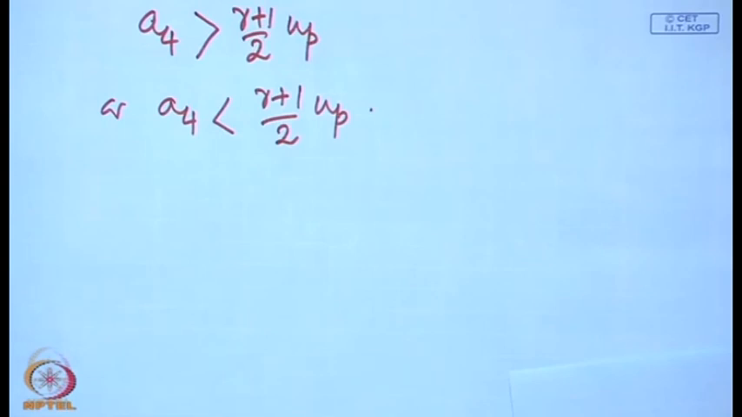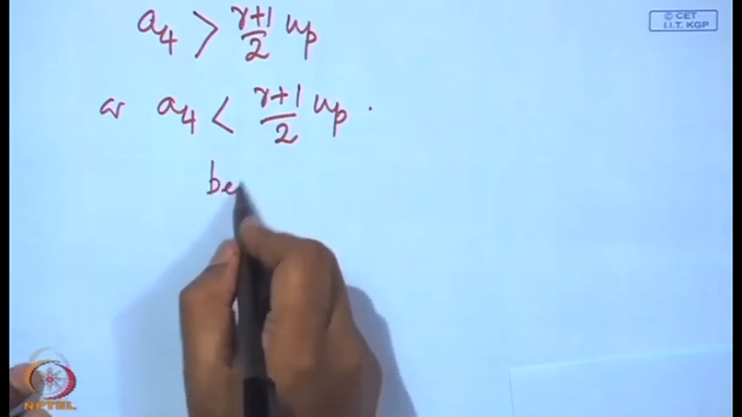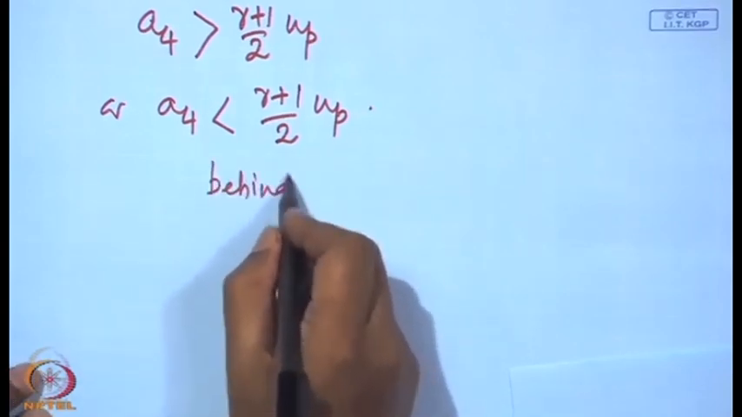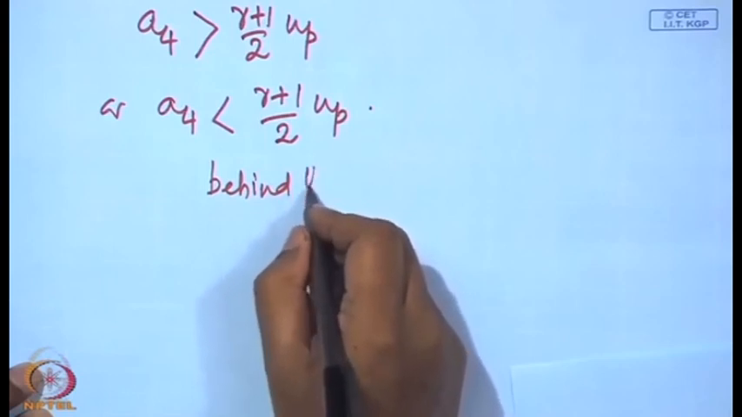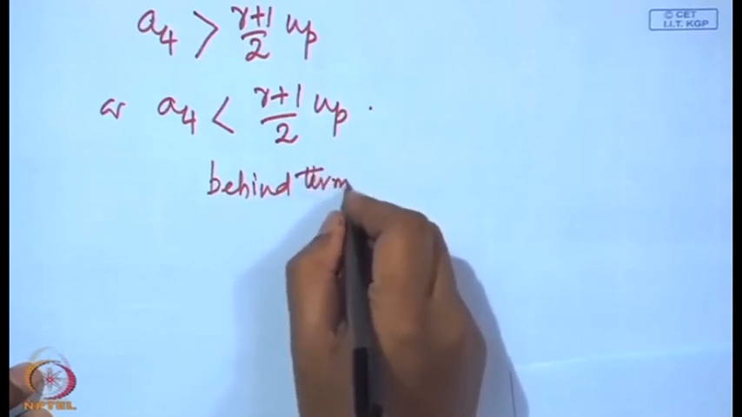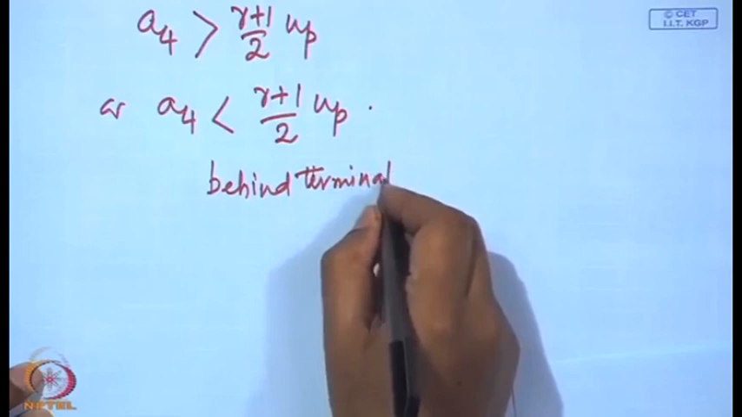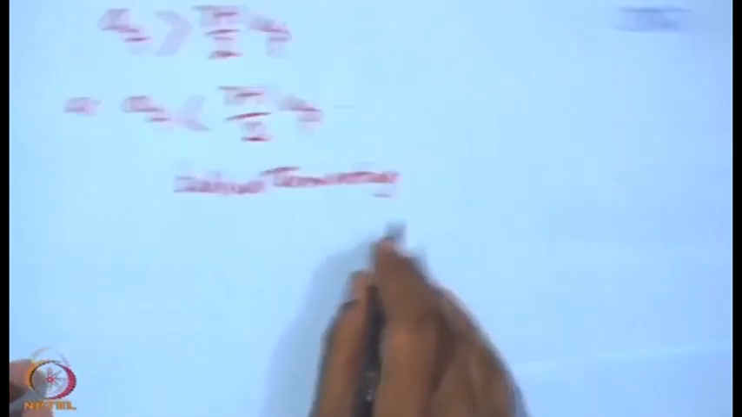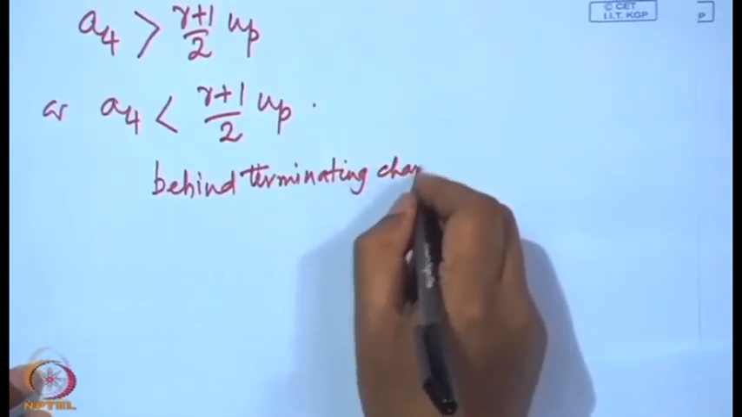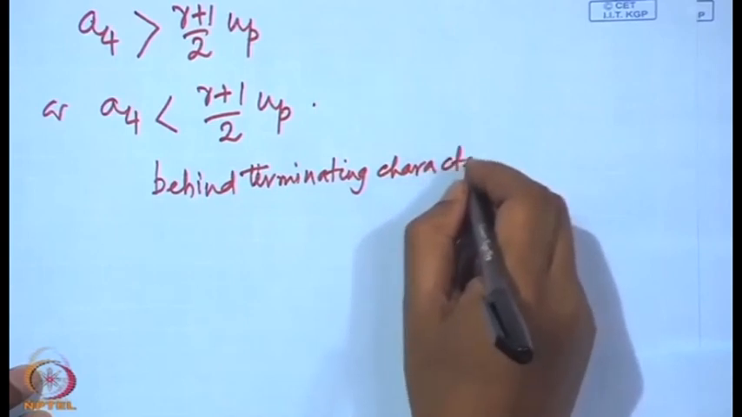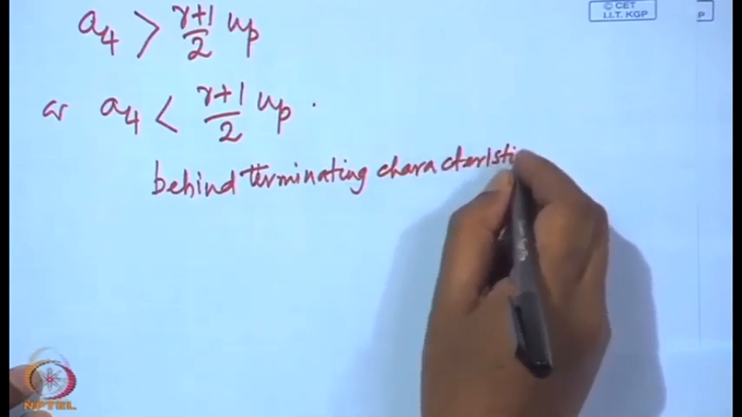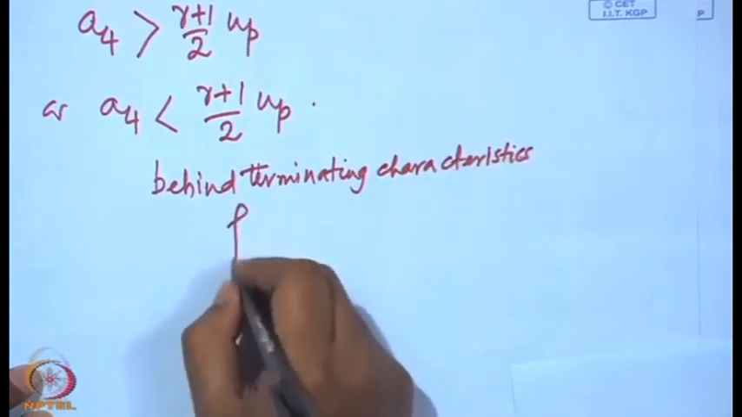Between the terminating characteristics, or behind the terminating characteristic, the fluid properties have uniform values.